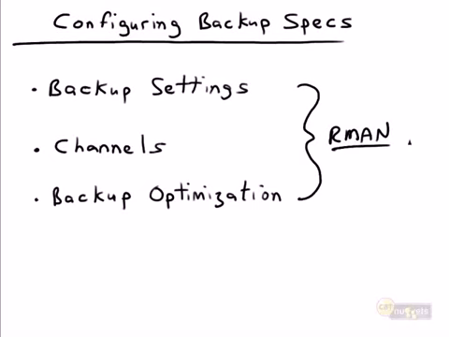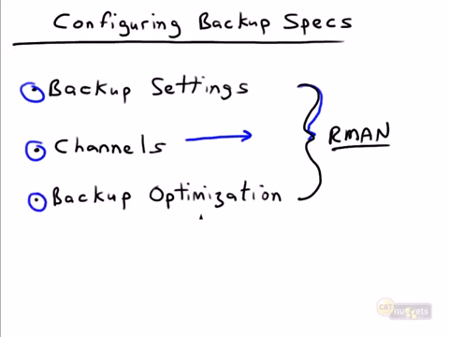Configuring backup specifications. As you see from my right brace over here, the centerpiece of this nugget is Oracle Recovery Manager, which we affectionately call RMAN. The exam objectives we're covering here are configuring backup settings. Basically, this deals with setting global defaults that are used within RMAN when we run the application. And then we'll look at channels, which form the server processes or the data streams between RMAN and the data that you're backing up or restoring.